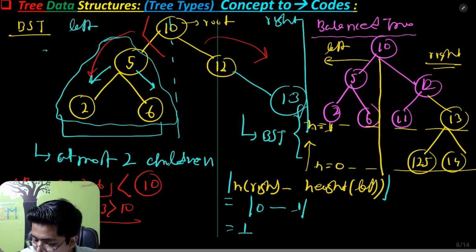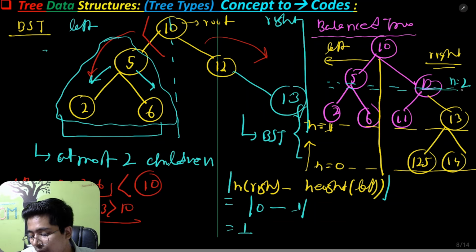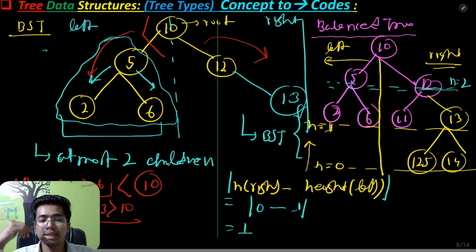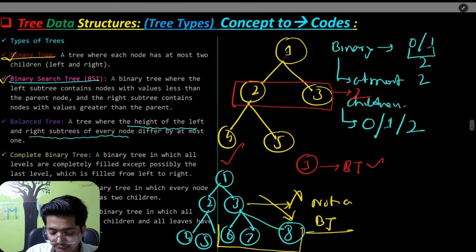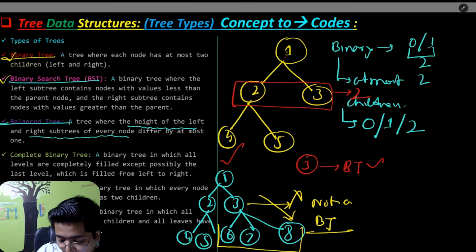If you again observe from this n equals 1 to this level, n equals 2, we can see the difference, and for this node at this level there is only 0. So in that type of tree where the height difference is at most 1, we call that a balanced tree. So we understood the balanced tree. Now we'll be talking about the complete binary tree.